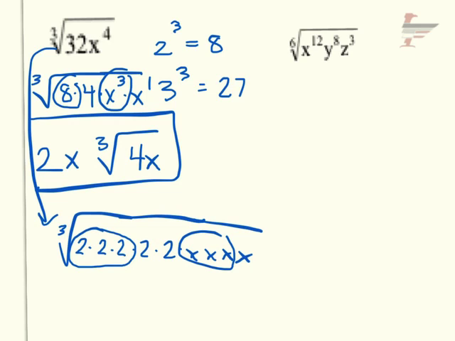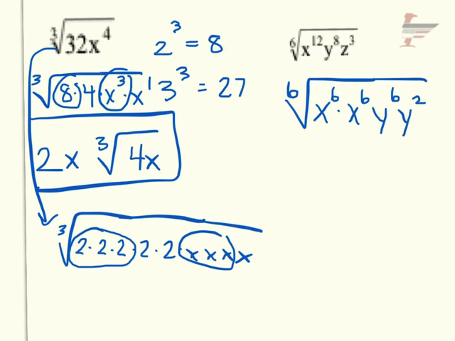Alright, then you have the 6th root, so I'm going to break everything down to 6. So x to the 12th is x to the 6 times x to the 6th. y to the 8th is y to the 6 times y squared. And z cubed can't be broken into a 6th. So now for every 6th, I bring one out.